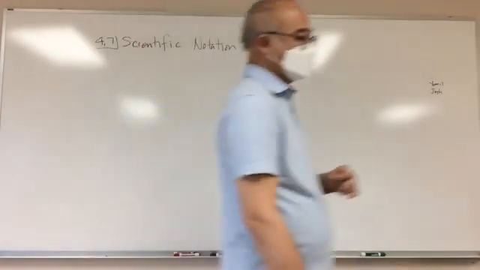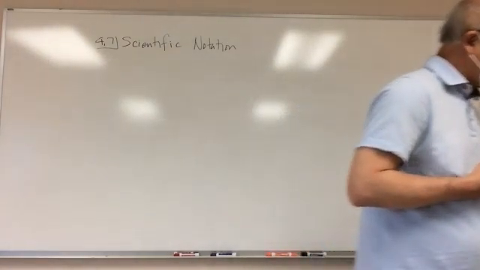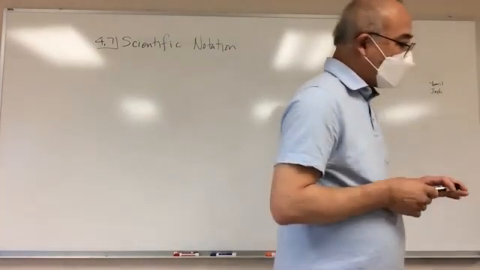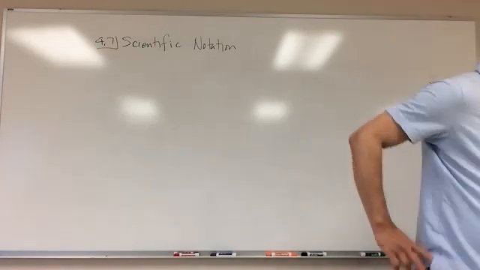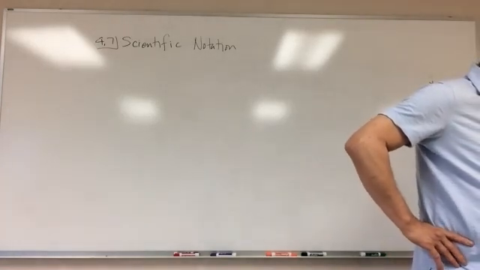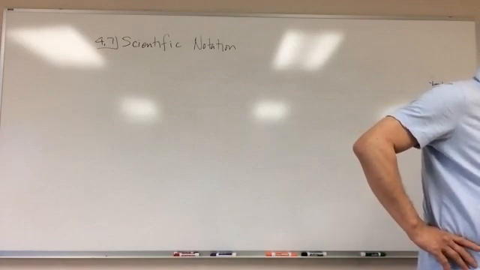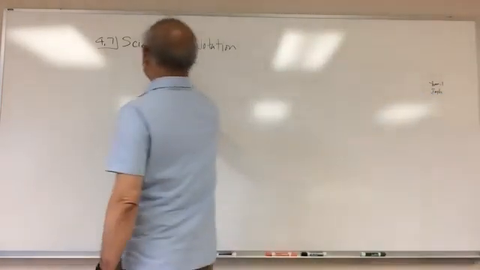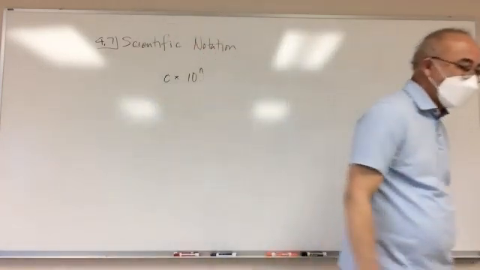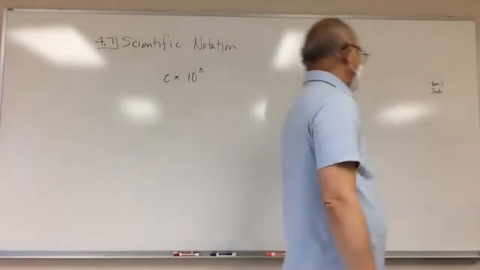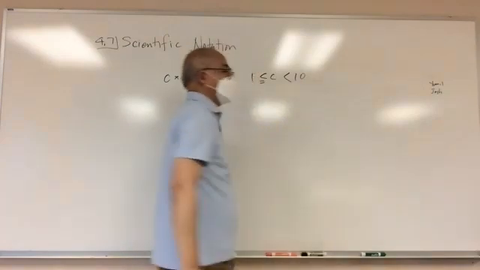Okay, all right. 4.7, page 206. We're going to talk about scientific notation. In the middle, there is a beige box there. Using scientific notation. A number is written in scientific notation if it has the form of c times 10 to the nth, where c is between 1 and 10. C can be equal to 1, but has to be less than 10.